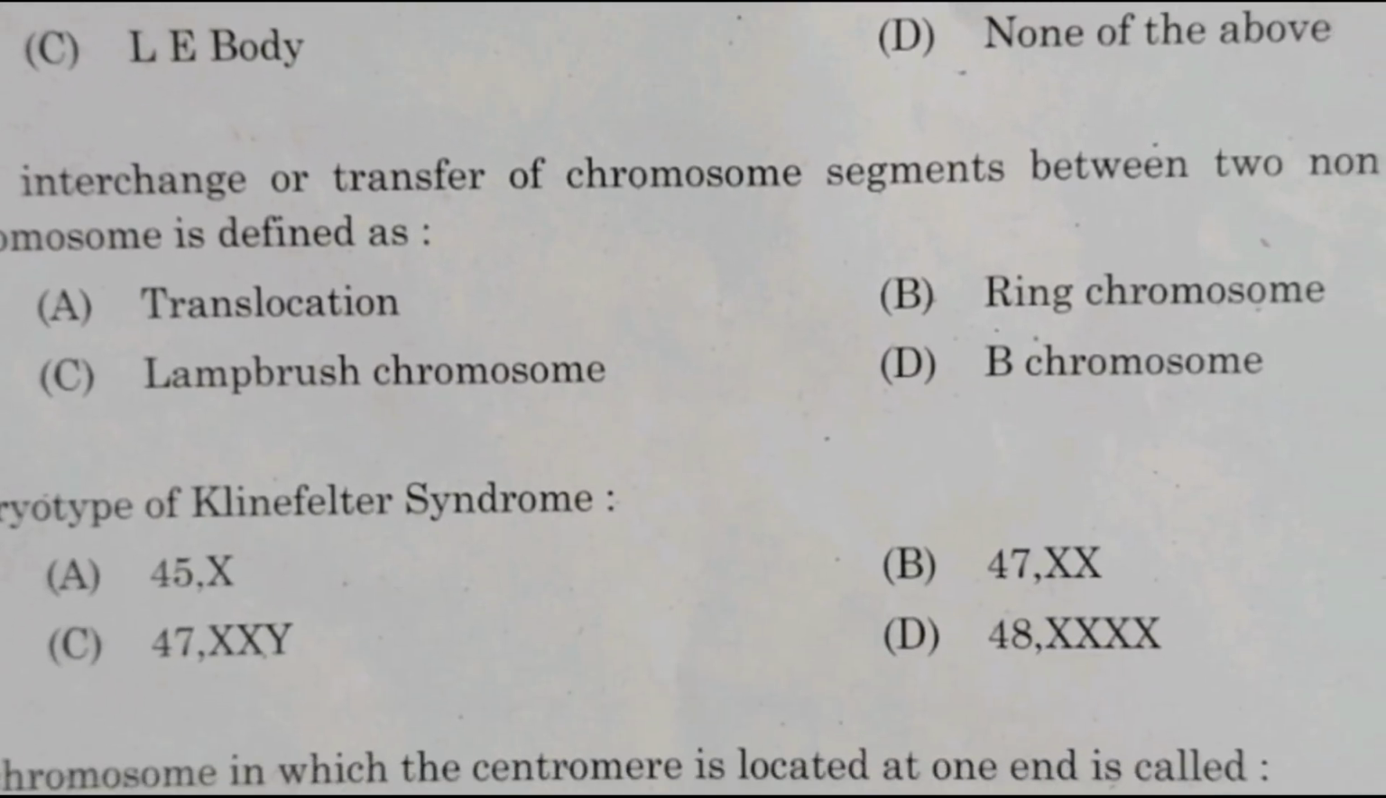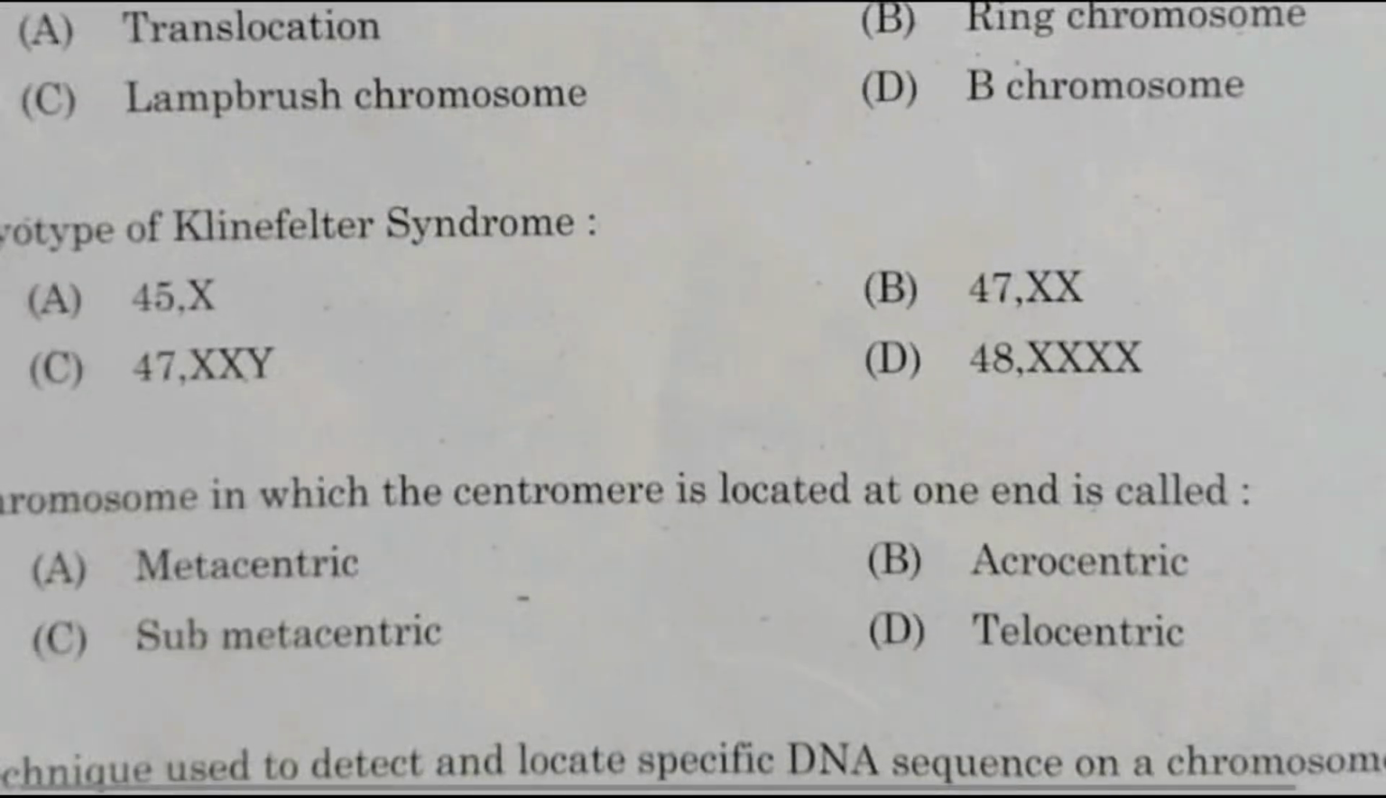Next one. The interchange of transfer of chromosome segments between two non-homologous chromosomes is defined as. The right answer is option A, translocation. Next one. Karyotype of Klinefelter syndrome. Right answer option C, 47XXY.